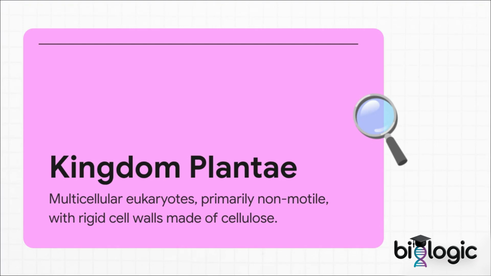First up, the official definition. At their most basic, plants are multicellular eukaryotes. Now, all that means is that their cells have a nucleus and other complex bits and pieces inside. They're also generally non-motile, anchored in place. And their cells are protected by this really strong, rigid wall made of cellulose. That's what gives them all that structural support.